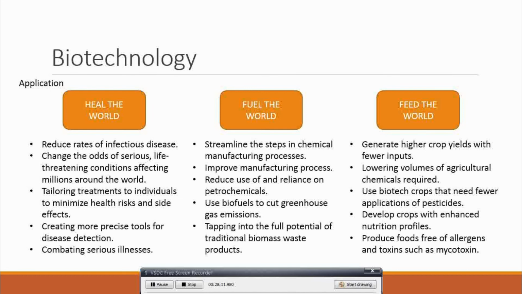Jadi macam mana kita melalui bioteknologi ni kita boleh come out with the orang kata compound yang orang kata organic, yang materials ataupun chemicals yang tidak membahayakan macam racun, kata contoh. Develop crops with enhanced nutrition profiles, produce foods free of allergens and toxins such as mycotoxin.